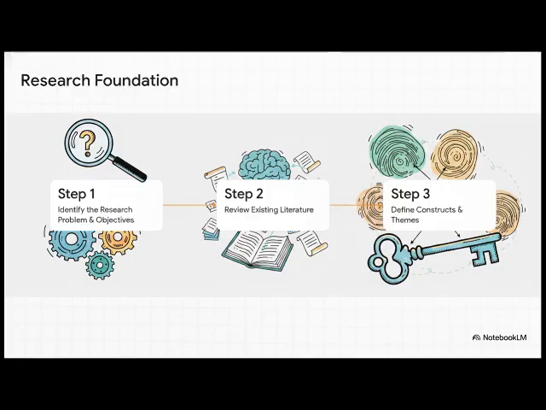First, you have to nail down your research problem. What are you actually trying to figure out here? Second, you've got to review what other people have already written about it. Why? So you're not wasting time asking questions that have already been answered. And third, you define your constructs and themes. That's just a fancy way of saying the core ideas you need to explore. These become the unique grooves you're going to cut into your key.